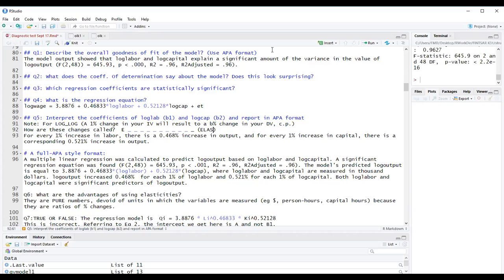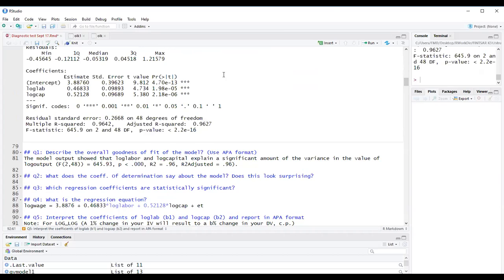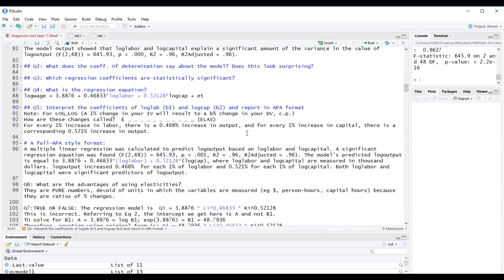So, ang interpretation niyan, for every 1% increase in labor, there's a corresponding 0.468% increase in output. Okay, take note, ito yung tanong kanina, no? Do we multiply? Hindi, guys. As is lang. 0.46833, and then I just attach the percent. Kaya 0.46833% increase in output, and for every 1% increase in capital, there's a corresponding 0.521% increase in output. Okay, clear, guys? Clear, sir.